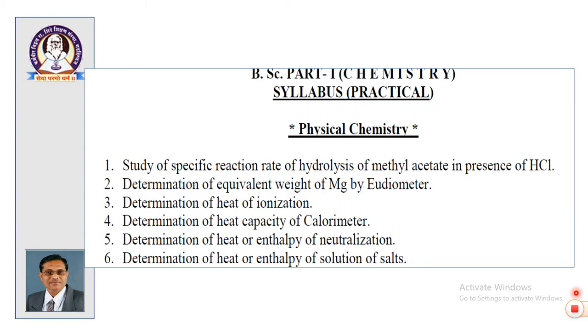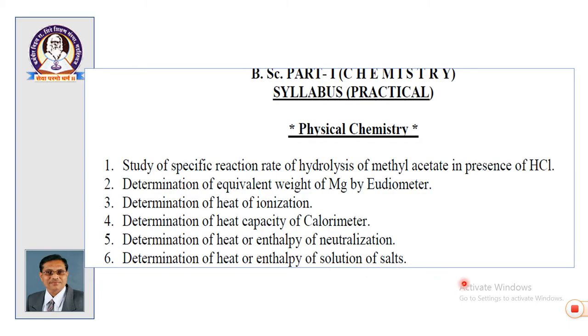chemistry section is divided into 3 sections. Chemistry subject is divided into 3 sections. One is physical chemistry. So, these are the experiments of physical chemistry. Study of specific reaction rate of hydrolysis of methyl acetate in presence of HCl. Determination of equivalent weight of magnesium by eudiometer, determination of heat of ionization, determination of heat capacity of calorimeter, determination of enthalpy of neutralization and determination of heat or enthalpy of solution of salts.